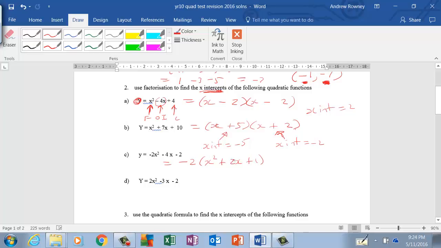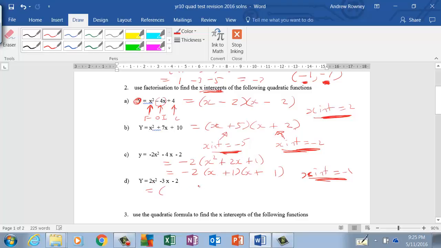If you multiply minus 2 through, you'll end up with that original function. And this is easier to factorise now because you've just got the 1x squared, so we can FOIL that. Firsts is x and x, the last is 1 and 1, and outers and inners will give plus 2x. The x-intercept of those two brackets is equal to minus 1, because minus 1 will make that bracket 0 and therefore y 0. So we've got an x-intercept there, there and there.